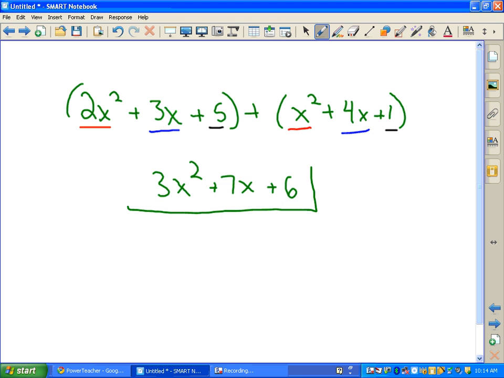Just like yesterday, we do want to make sure these are always written in standard form. We always do that when we talk about polynomials. So we're just going to check and make sure at the end that yes, this is standard form. I've got an exponent of 2, an exponent of 1, and no variable, or an exponent of 0. So they are going down. We're all set. That's standard form.